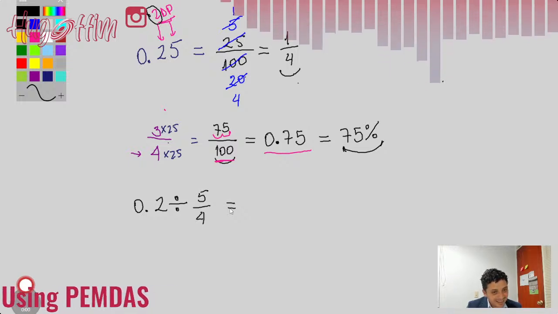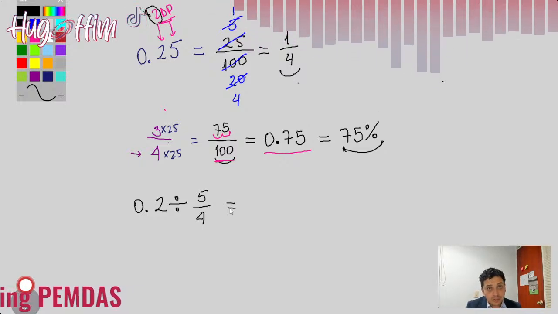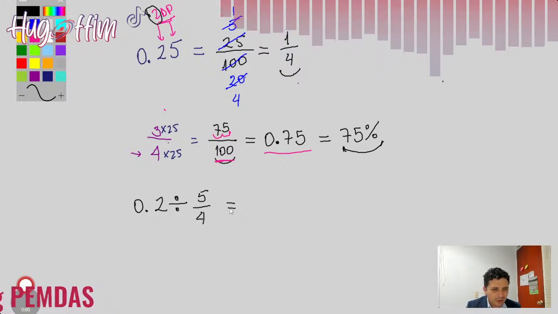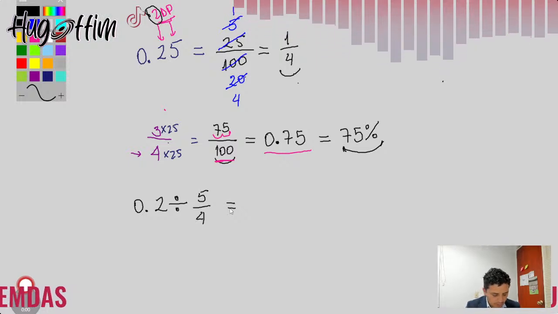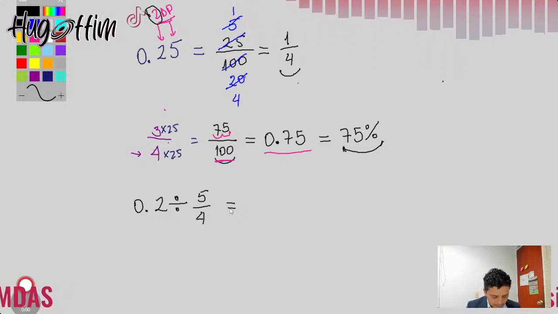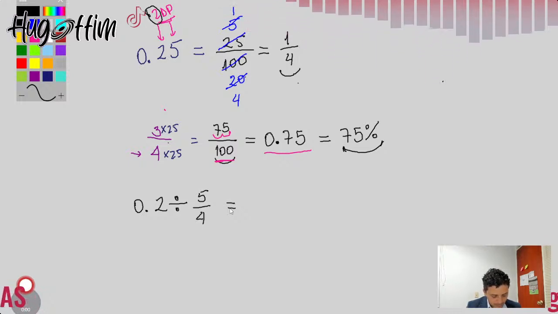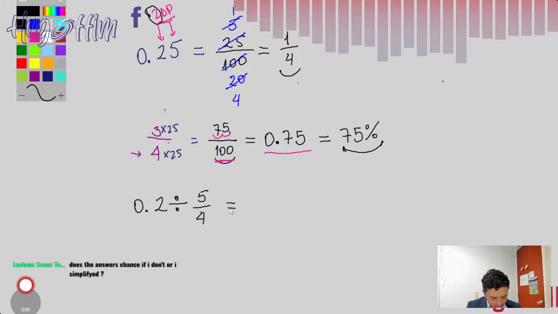So the idea in this exercise is that you convert the fraction into the decimal or the decimal into the fraction. Which one do you prefer? Which one is better for you? Fraction into decimal or decimal into fraction? I prefer fractions.